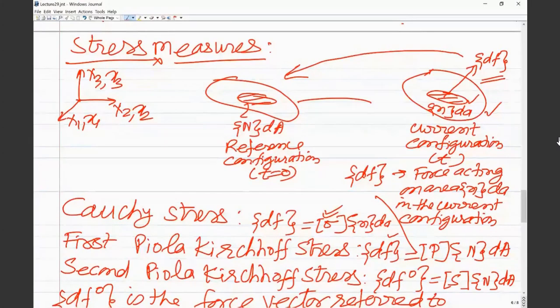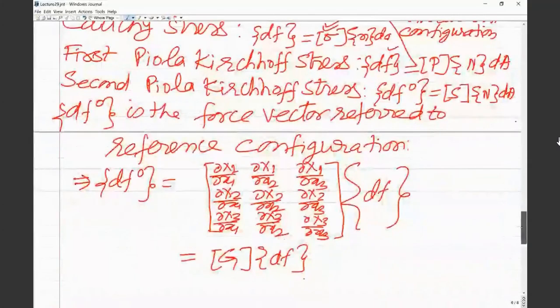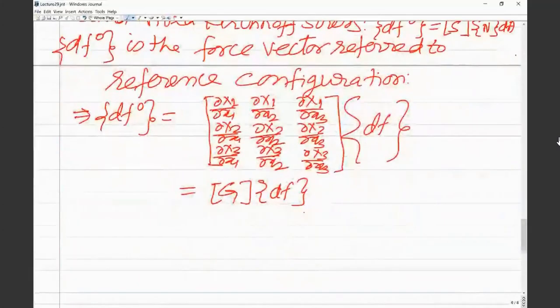The relationship between this force df and the force df naught is through the inverse deformation gradient. We are trying to relate some quantity in the reference configuration in terms of a quantity in the current configuration. If you remember, we had related the differential element in the reference configuration to the differential element in the current configuration through the inverse deformation gradient. We are making use of the same relationship. So you can say df naught is an equivalent force in the reference configuration.